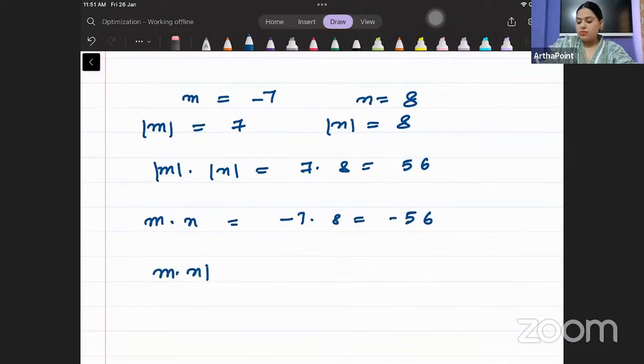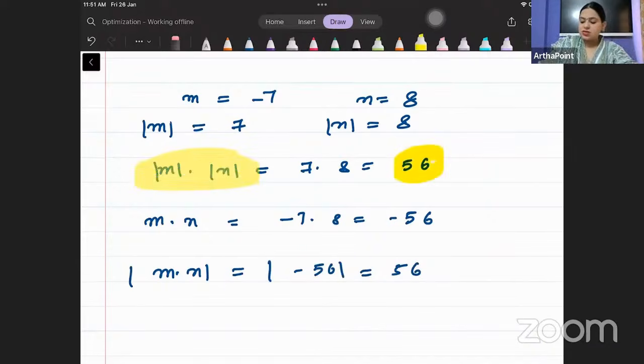तो m into n mod क्या हो जाएगा? Minus 56 mod, that means 56. This is also coming as 56. Both of them are equal. Met with equality. Okay? Okay, beta.